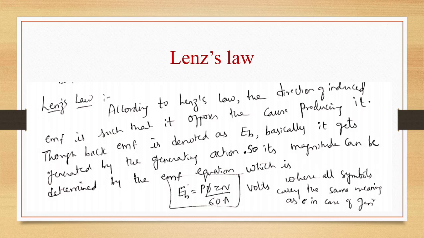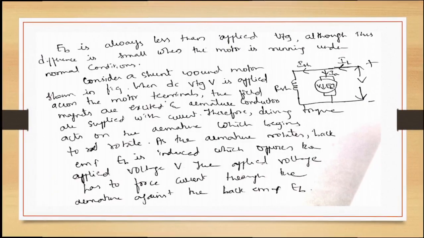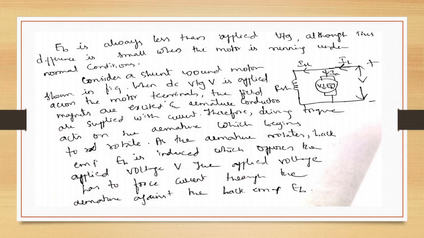Whereas in case of a generator, EB was denoted as EG. Now P phi ZN by 60A can be written as phi ZN by 60 into P by A also, but ultimately the numerator will carry P phi Z N, all these four terms, and the denominator will carry 60A. You have to remember this, students. Whatever the style of writing this equation, the numerator should contain P phi ZN and the denominator should contain 60 into A. So back EMF equation is the same as the EMF generated in a generator. It is given as P phi ZN by 60A. EB is always less than the applied voltage, although this difference is small when the motor is running under normal conditions.